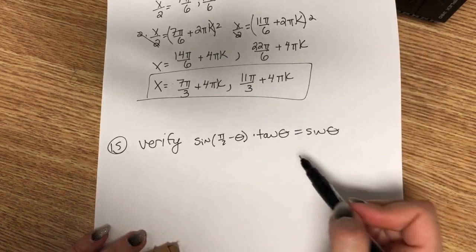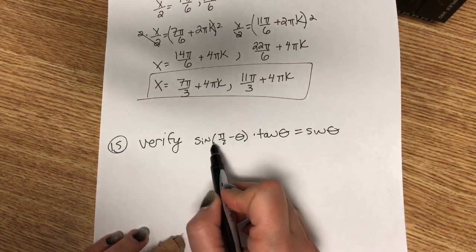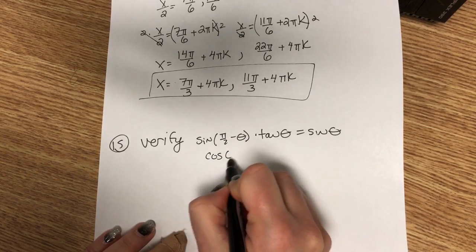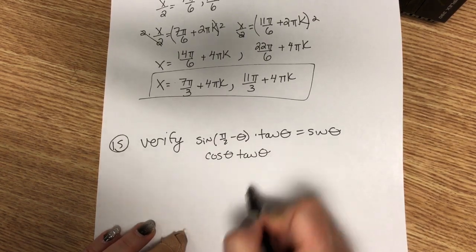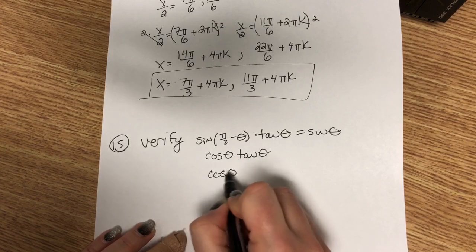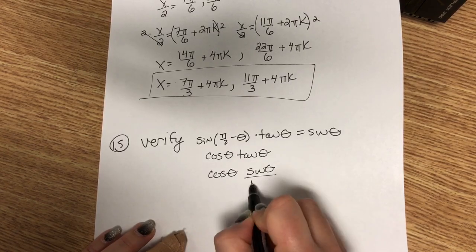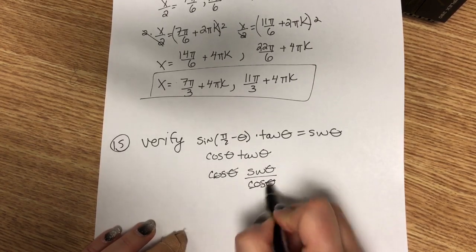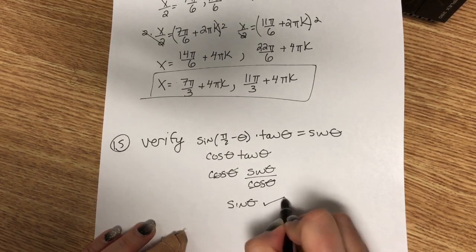The last but not least, to verify, sine is complementary to cosine. And then tangent is sine divided by cosine. And these simplify, and we get the answer we needed.